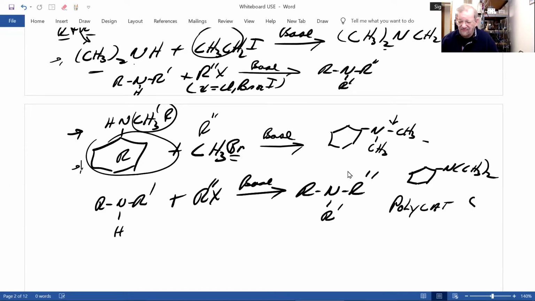This is called polycat 8, and it's been around since I used it back in the mid-'80s. It's been around a long time. And polycat 8 is a catalyst. What is a catalyst? It's something that makes a reaction go faster. But why do they call it polycat 8? Well, if you count, it has 8 carbons, and it's used as a polymerization catalyst to make urethane foam.